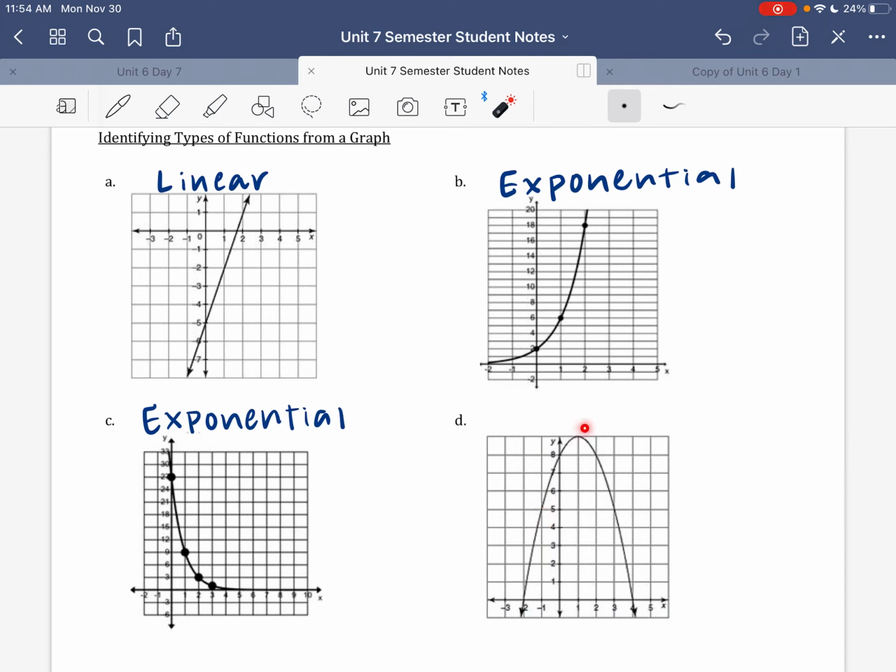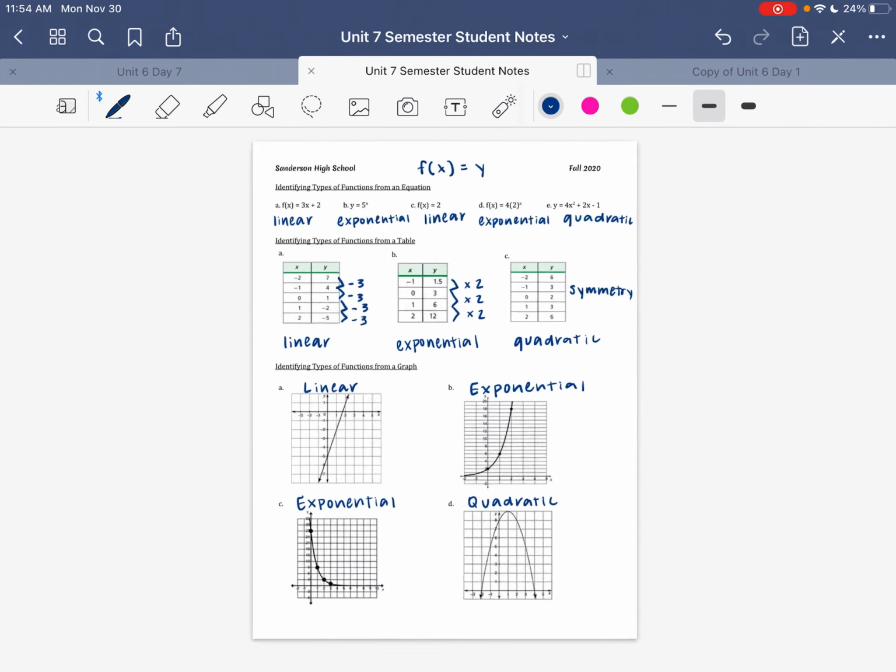And final example in D, we've got this U shape, upside down U shape. We call that a quadratic. We know that's a parabola. So that graph would have some equation that has an x squared in it.